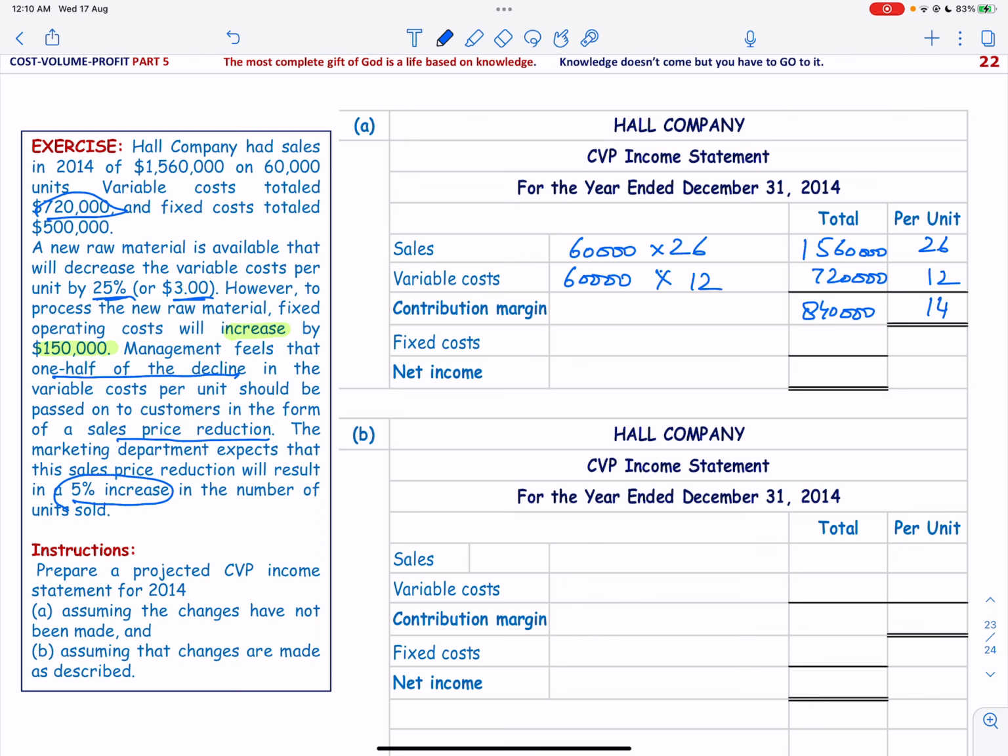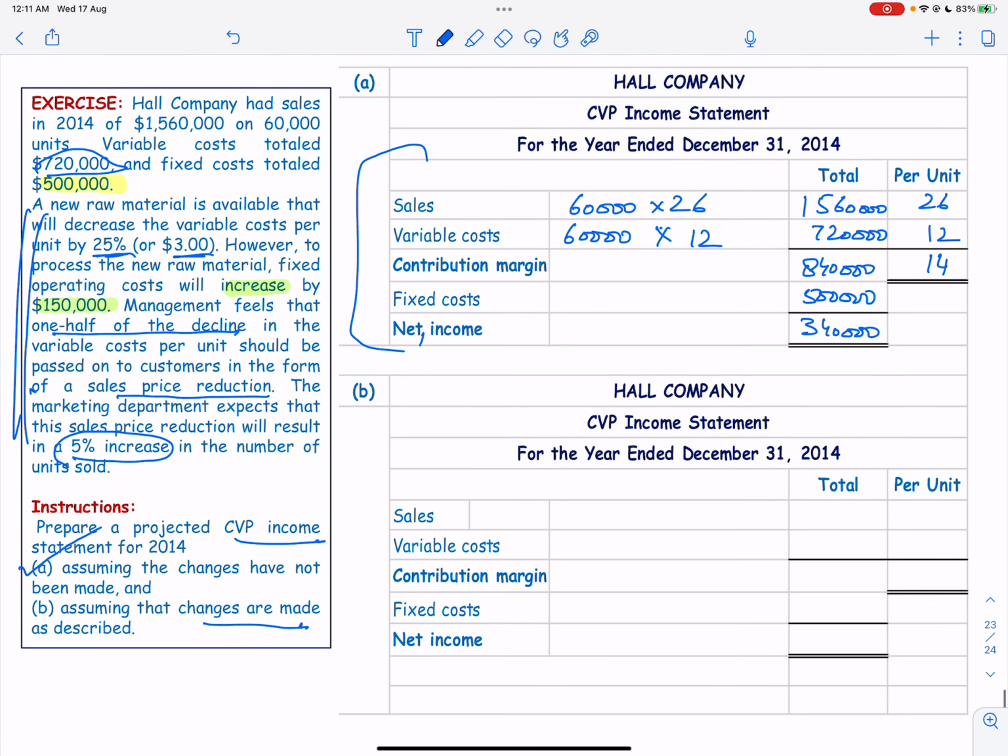The fixed cost is given as 500,000. So we will subtract the fixed cost and we get the net income of 340,000. So we have prepared the cost, volume, income statement assuming the changes have not been made. So that is the past one. We have not made any changes, and in part B we are going to adopt the changes in the prices, etc. So we are not reducing the units, that is 60,000.